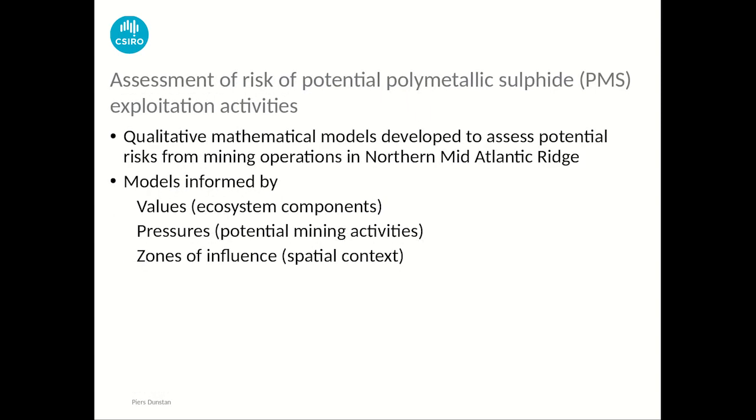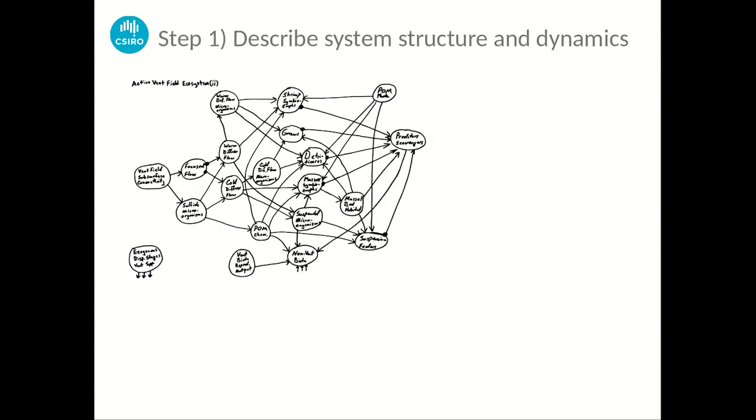What we have done before, to give you an example of the process and the outcomes that we're expecting, is develop exactly these sorts of models for the polymetallic sulfide exploration activities in the northern mid-Atlantic ridge. What we did there was we really identified the values, the pressures, and the zones of influence, the spatial context, so that we could understand and develop those causal models.